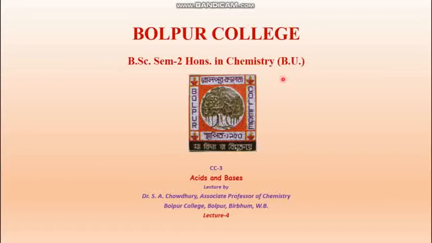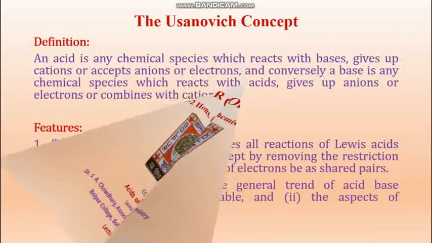So we were on acid-base theory, already discussed 5 theories on acidity and basicity. Now our today's topic is the 6th concept on acidity and basicity, which is the Usanovich concept.